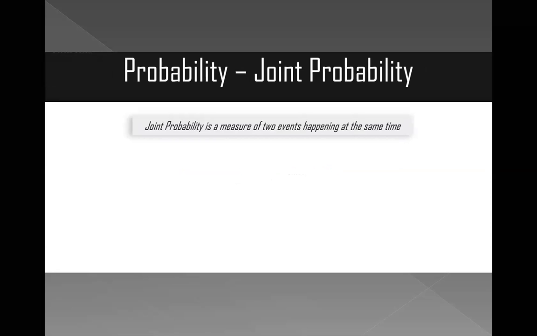What is a joint probability? Joint probability is a measure of two events happening at a time. If two events are going to happen, you get two outcomes at the same time. What about this probability for these cases? We can say it is a joint probability.